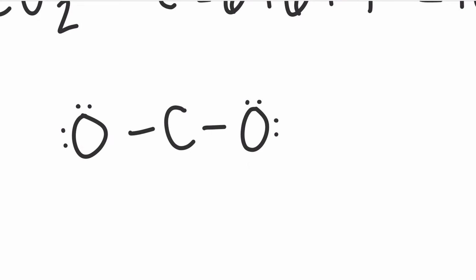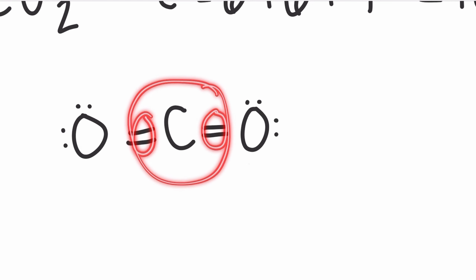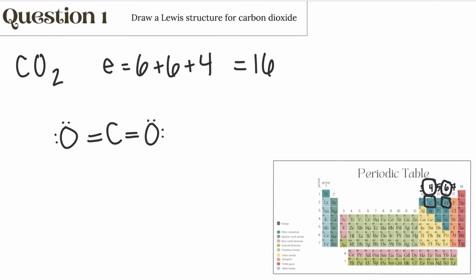And I'm going to make both sides double bonds. Now let's see if it has satisfied the octet rule. There are 2, 4, 6, 8 around this oxygen. There are 2, 4, 6, 8 around this oxygen. And there are 2, 4, 6, 8 around carbon. So this should be what CO2 looks like after you've drawn the Lewis structure for it.